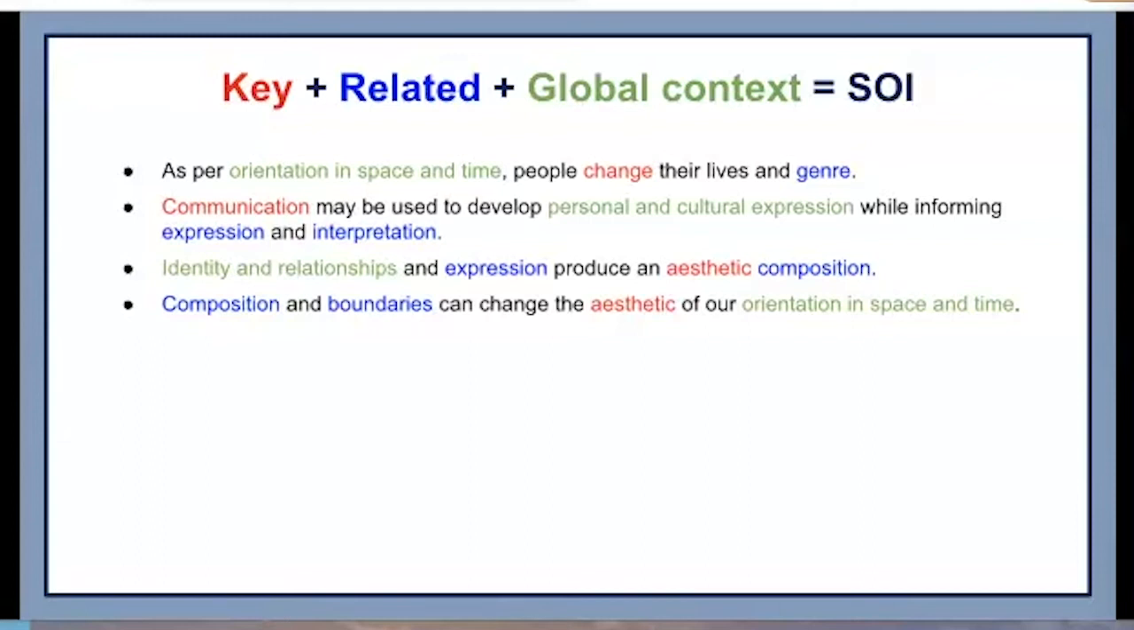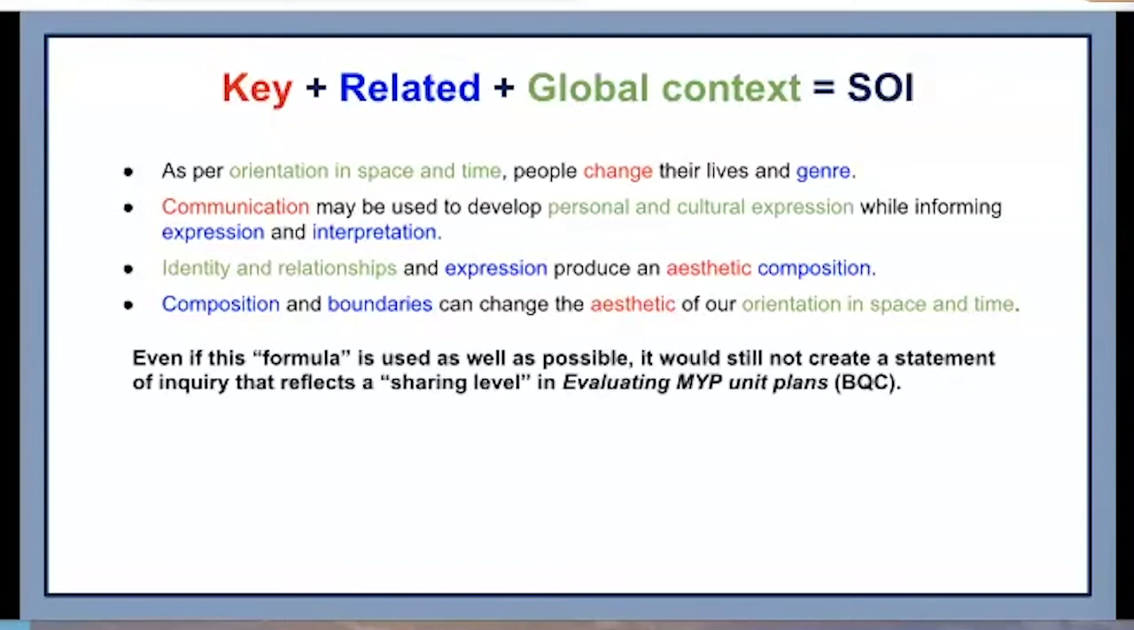So you can see that these examples, even though they follow the so-called formula, they really don't have any meaning. They're sort of awkward and who knows what they're trying to say. It's one of those formulaic kind of statements. So something to consider is that even if this formula is used as well as possible, it may not create a statement of inquiry that reflects a sharing level in evaluating MYP unit plans and BQC.